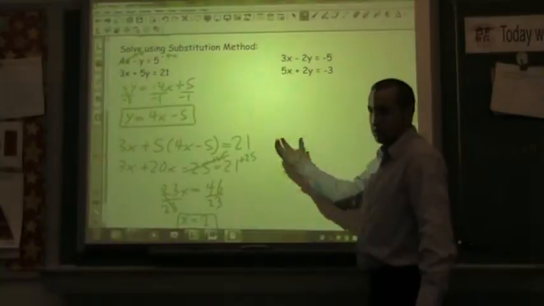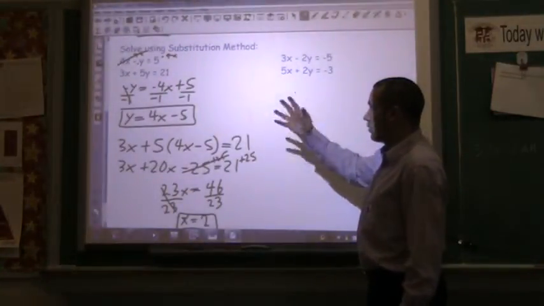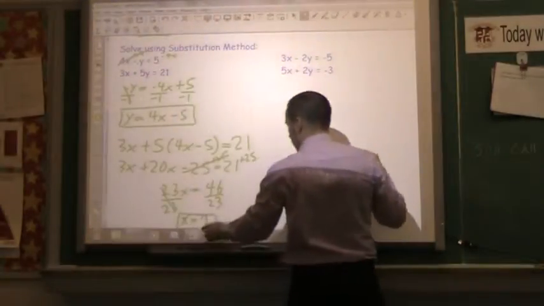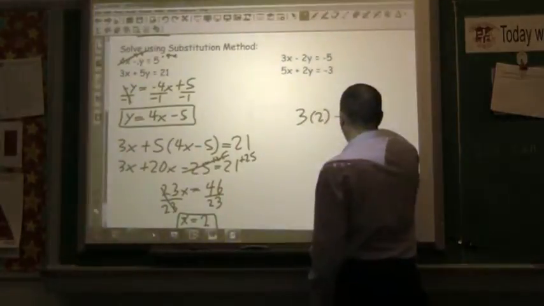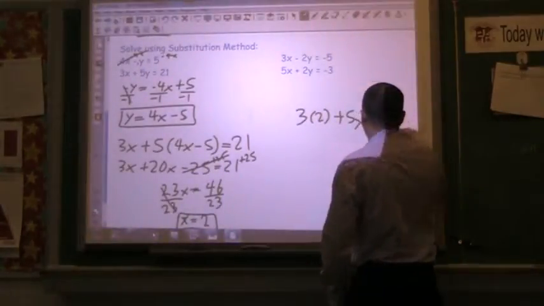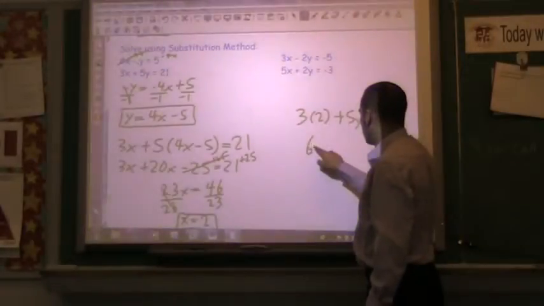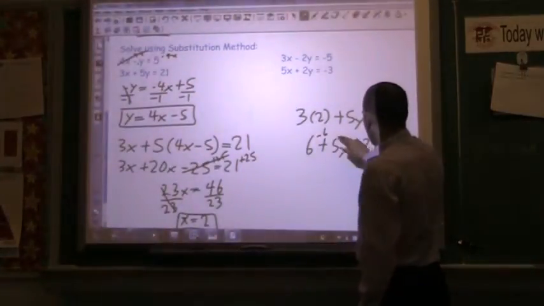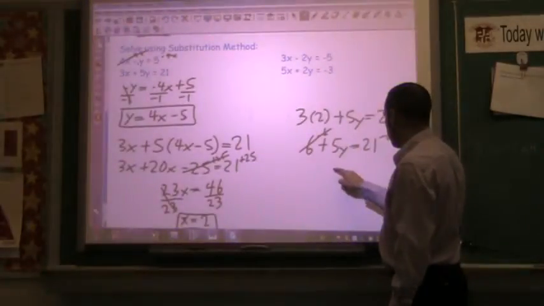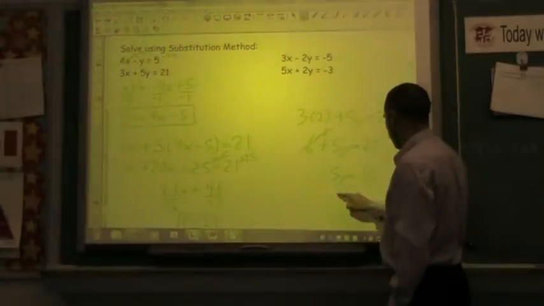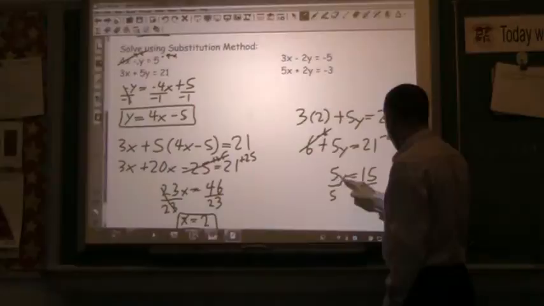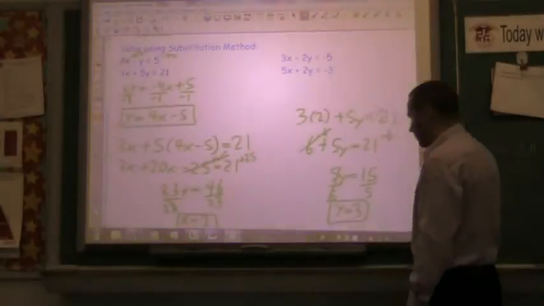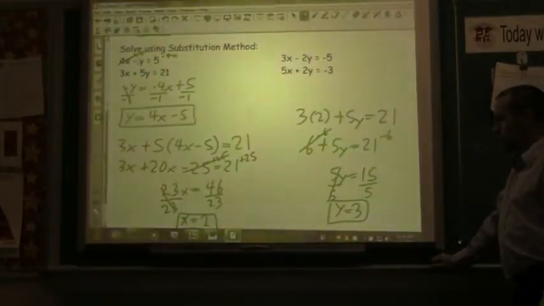Now that you've solved for x, it's the same as before. Take that value, plug it into either one of your two equations. Let's plug it into the second one this time. So 3x, and x is 2, plus 5y equals 21. 3 times 2 is 6. 6 plus 5y equals 21. And it's just algebra from here to solve for y. y equals 3. So these two lines intersect at the point 2, 3.